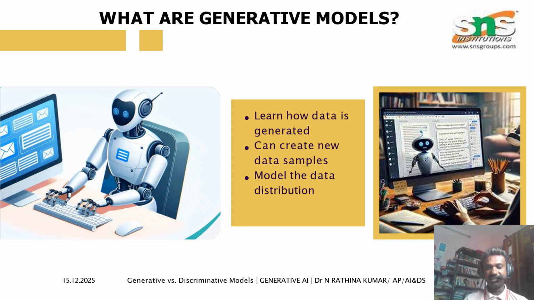Some examples of generative AI models are large language models, that is ChatGPT, generative adversarial networks, that is GAN, then variational autoencoders, VAEs, the short name for variational autoencoder. These are some of the examples of generative models.